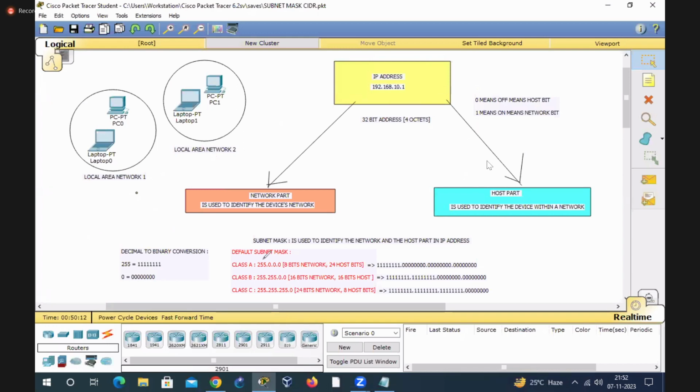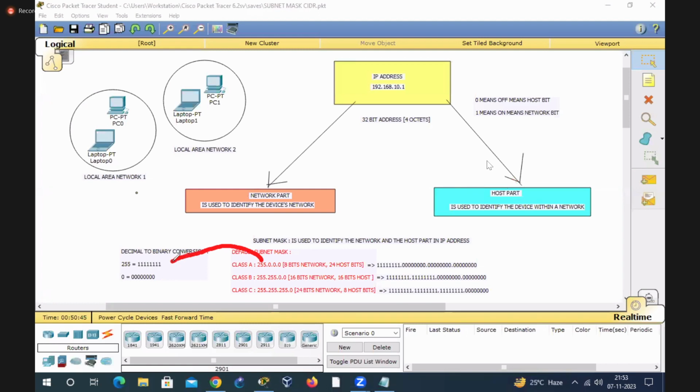That is 255.0.0.0, then 255.255.0.0, then class C 255.255.255.0. So all these subnet masks are given here in decimal format, and that is also a 32-bit address. But we need to convert this subnet mask to binary to actually find the network and host part in our IP address.